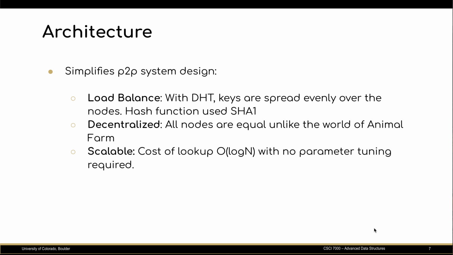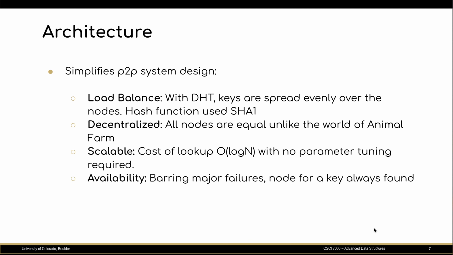Like some of the storage systems we have today, HDFS and Ceph and a bunch more, they require a lot of parameter tuning upfront if you really want to take the performance out of them. Chord is decentralized. There's no single point of failure, unlike HDFS, for example, which has a name node server, which again follows a master-slave architecture. Availability: barring a major failure like a network partition and so on, the nodes for a key are always found.